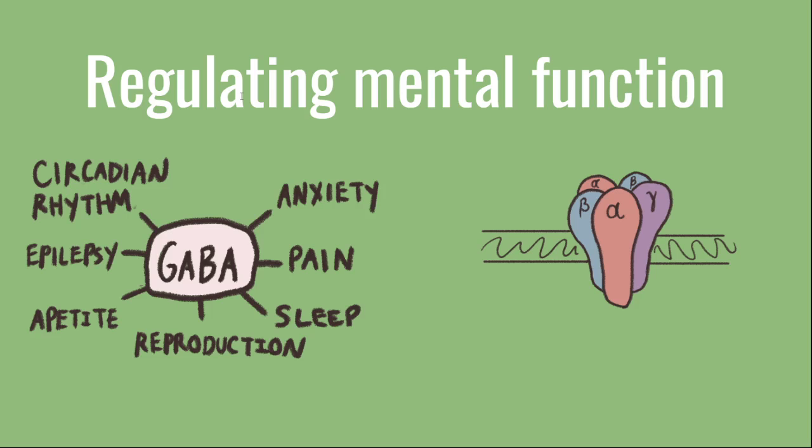Now let's talk about how the endocannabinoid system regulates mental function. Well, the endocannabinoid system can't just tell our brain to be happy or sad or to be sleepy or whatever. It has to manipulate this thing called GABA. GABA, or gamma aminobutyric acid, is a chief neuron inhibitor in the body. It suppresses neuron activity and dampens signals sent by neurons.